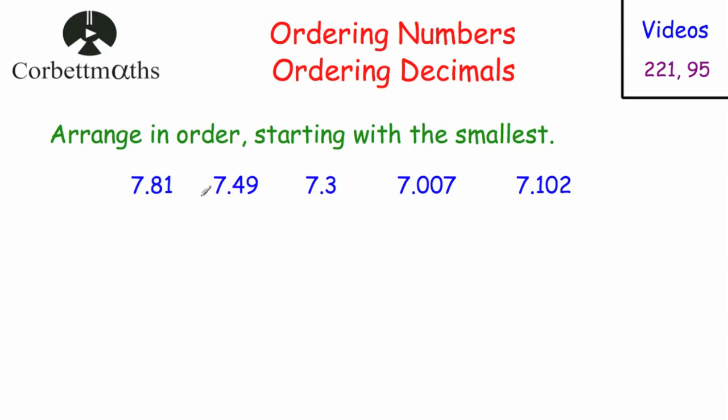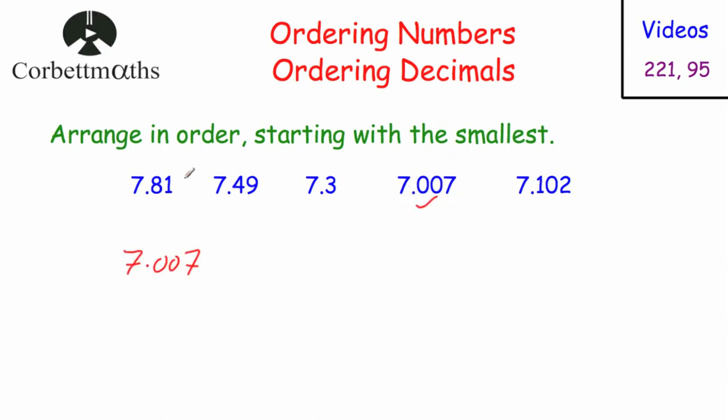So let's look at the next one to the right of the decimal point, which is the tenths column, and we're looking for the number with the lowest number of tenths. Well, this one has 8 tenths, this one has 4 tenths, this one has 3 tenths, this one has 0 tenths, so that's going to be our candidate for our smallest number, and this one's got 1 tenth, so this is going to be our smallest number. So we've found our smallest number.